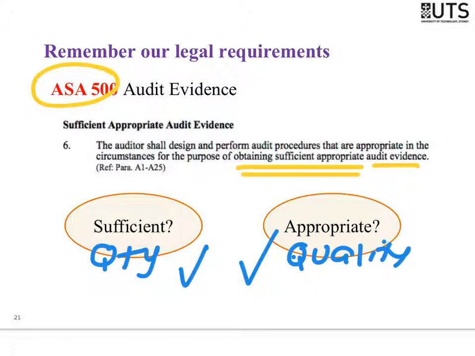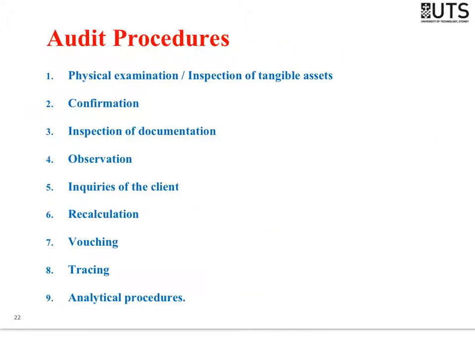All right. Now remember, we talked about this before. There are certain types of evidence that are more reliable. Things like confirmations that come from third parties, that's more reliable because the client's not involved. But you've got to be mindful of those. So please do go back to when we discussed audit evidence to remind yourself of those particular characteristics.